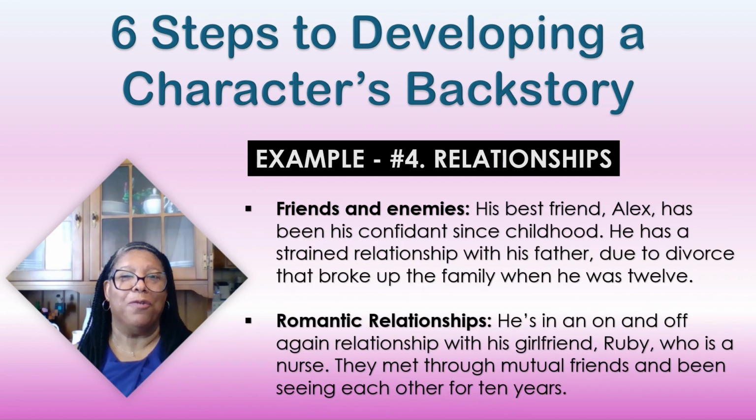Okay, for number 4, for Daniel, his best friend's name is Alex, and they've been confidants since childhood. He has a strained relationship with his father, because he divorced his mom and they broke up the family when he was 12. His romantic relationship is an on and off again relationship with his girlfriend Ruby, and she's a nurse, so she works long hours. That could contribute to what broke them up. They met through mutual friends and they've been seeing each other for 10 years.